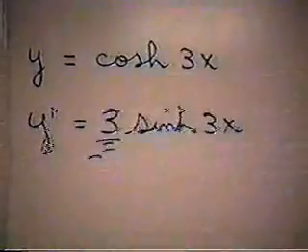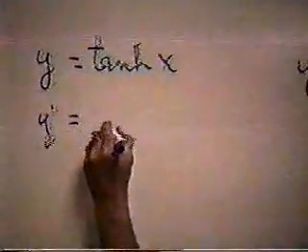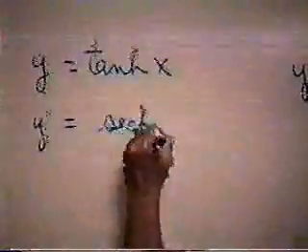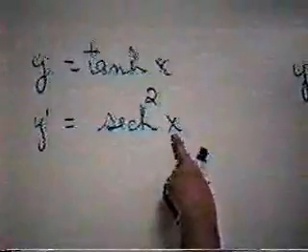All right, the next one. Cross there at the top of your notes. Y is equal to hyperbolic tangent of x. Therefore, y prime is equal to hyperbolic secant squared of x times the derivative of x, which is 1.